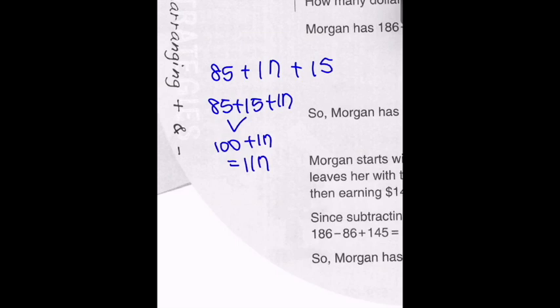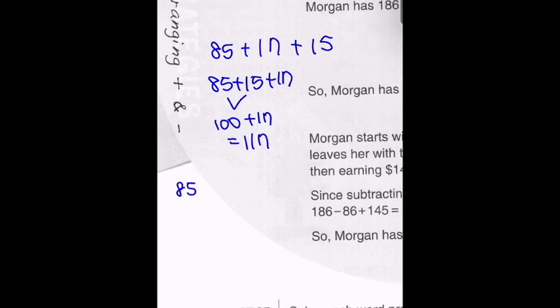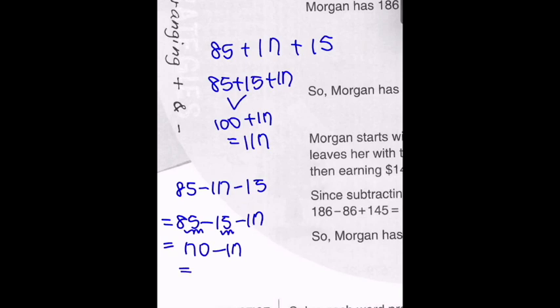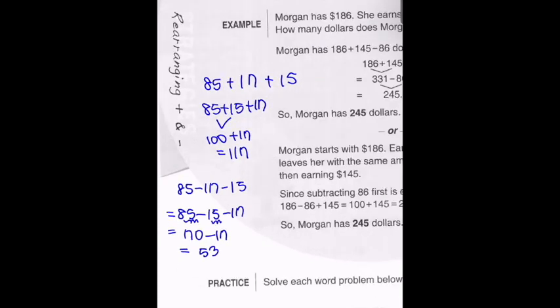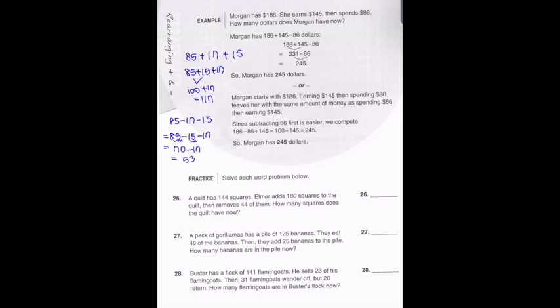Now we can also rearrange when we do subtractions. So for example, if we have 85 minus 17 minus 15, of course we can do 85 minus 17 and then subtract 15 again, but we can rearrange this to 85 minus 15 minus 17. And since the ones digits are both 5s, we know that 85 minus 15 is going to be 70. And so 70 minus 17 is going to be much easier to do, and that will give us 53. And so that is basically what rearranging is.